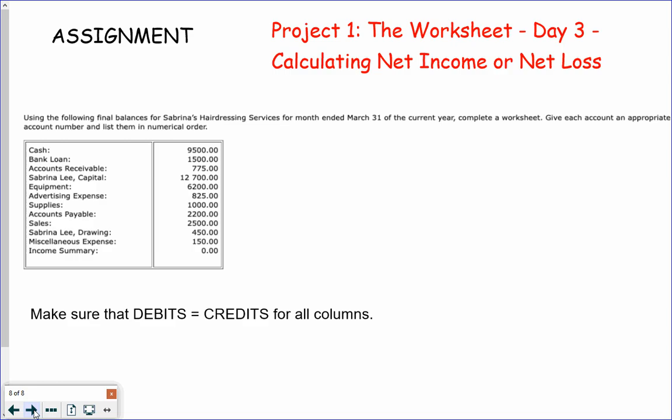On Google Classroom, you're going to do the same thing. I've given you a general outline for your business. You have to put account numbers to it and organize it into assets, liabilities, owner's equity, revenue, and expenses. You're going to do your three columns, and then at the end, figure out if it's net income or net loss so that your debits equal your credits. And that's it. We're going to give you today and tomorrow to do this.